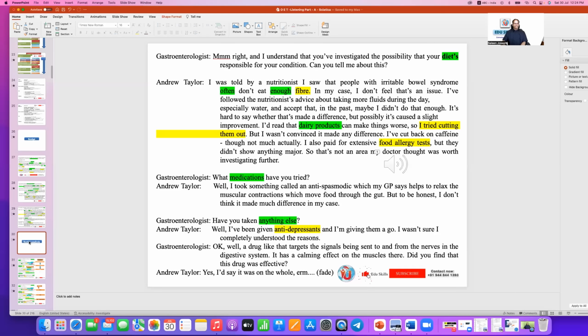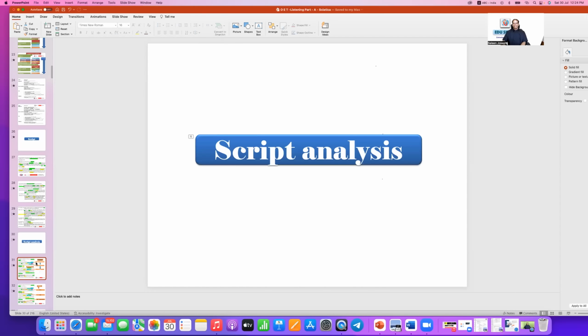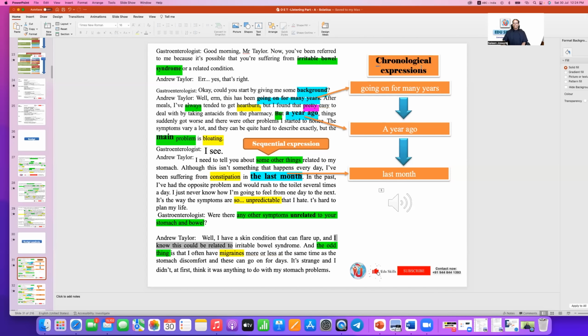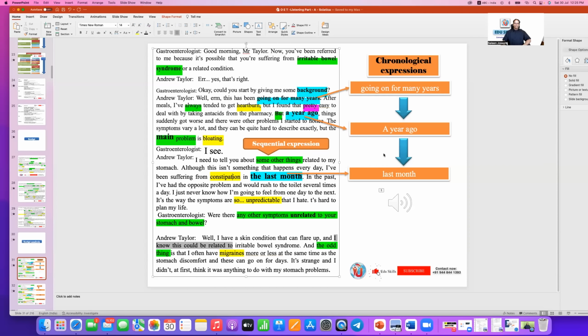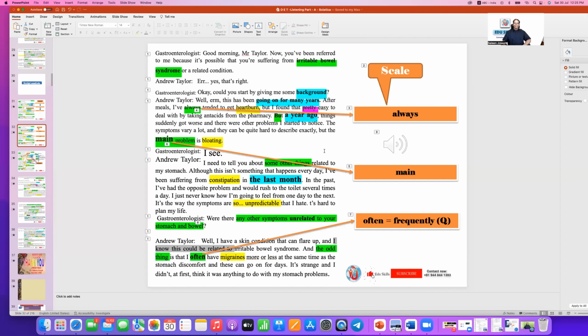And script analysis, what you have done, you can just have a glance at it. Same thing, chronological expressions, going on for many years. A year ago, last month, all three connected with an answer. You see, heartburn, bloating, a year ago, constipation, every day, last month. Now, next thing is scale, always heartburn. Main problem, bloating, main, bloating. And often, frequently, question says frequently, migraines. Every answer is connected to these strategies.